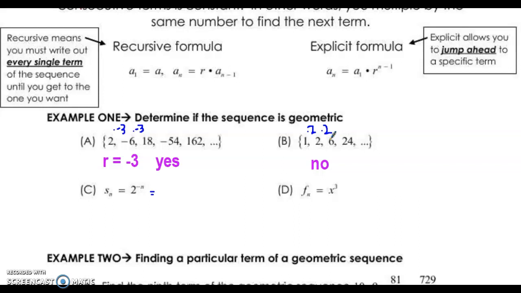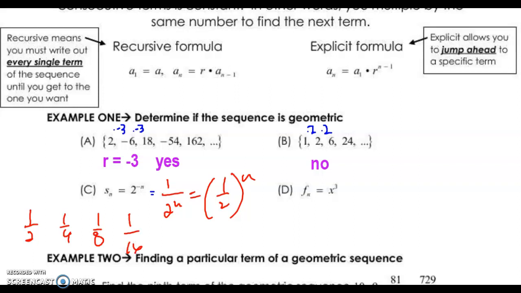For C, I can rewrite this using my exponent properties. This is (1/2)^n, so I could rewrite this as 1/2 to the n power. And then you can see the terms are 1/2, 1/4, 1/8, 1/16, for n equal to 1, 2, 3, and 4. And then you can see, yes, that is going to be geometric because r is equal to 1/2. Each term I can multiply by 1/2 and get the next term.